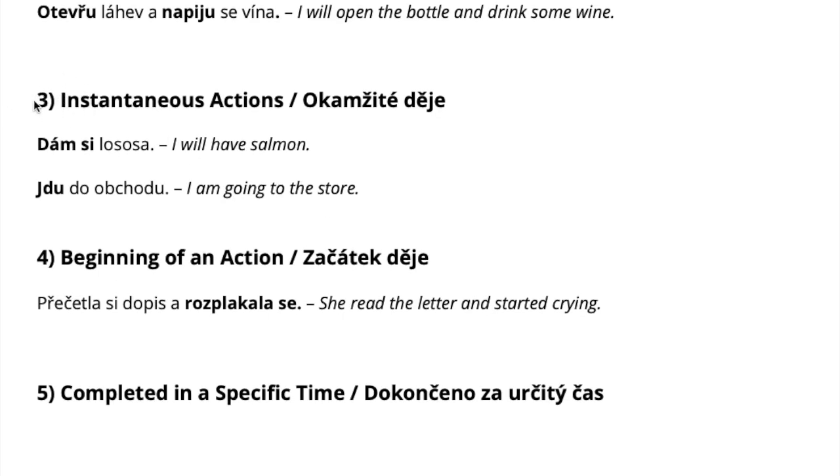Třetí případ, the third case when we are going to use dokonavá, perfective verbs: instantaneous actions. Dám si lososa, I'll have salmon. Jdu do obchodu, I'm going to the store. So this sentence, jdu do obchodu, is saying that right now I have decided that I am about to go to the store. I am talking about this instance, you know? Not that I am going to the store every Thursday at 7 p.m. No, that would be an imperfective verb because that's a habit. It's a repetitive action. But here I'm just saying, now I am going.